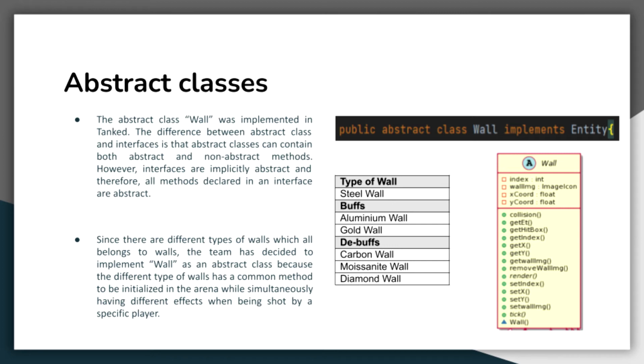Simultaneously, we wish to have different effects when the walls are shot by a specific player. Thus, we created an abstract class named Wall to serve as a base for subclasses to extend, so that they can use or override the implemented methods in the abstract class. An example demonstrated is a common method which draws out the different types of wall. This helps in generalization of its methods and provides code reusability.